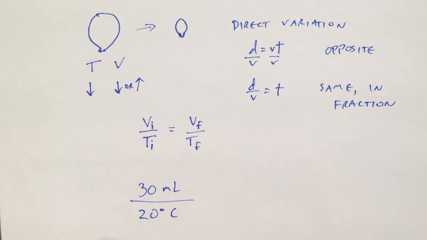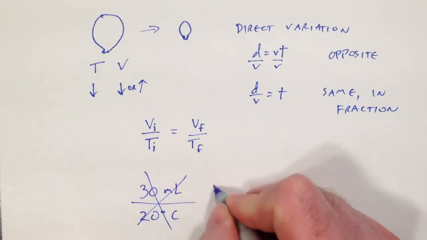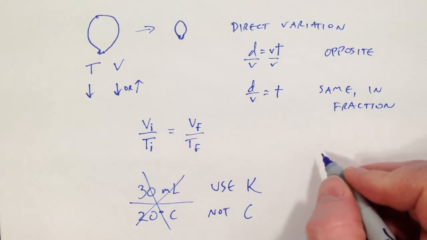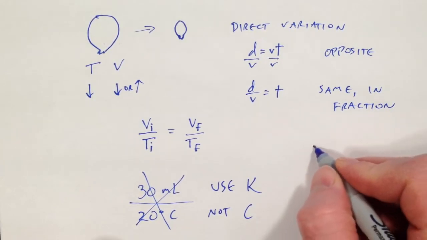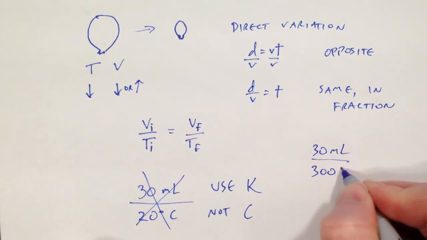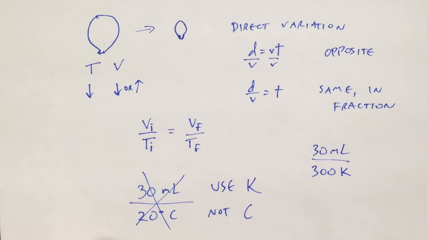Oh, you know what? I'm sorry. I should be using kelvins here, because if I end up with a negative temperature, I'm going to have a negative volume. That's impossible. Use K, not C. Let's try that again. Let's say we had a volume of 30 milliliters at a temperature of 300 kelvins. That's really, really hot, but I'm just trying to make the math easy.